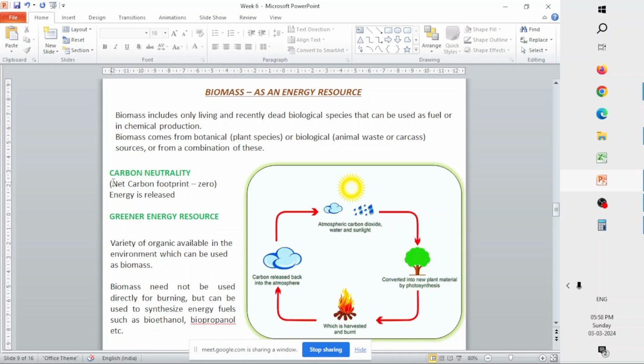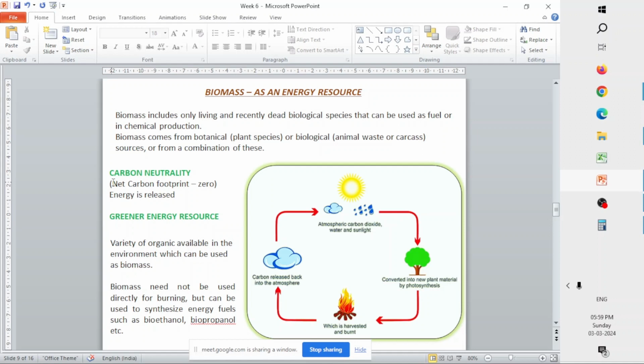So according to the standard definition, biomass is any kind of plant or animal waste, or any kind of botanical plant species or biological animal waste source that is non-fossilized. That is, it is not something that has been there for thousands of years, has undergone degradation, and then, due to high pressure and temperature, you extract from the earth. These are something that is living at present, in the moment.